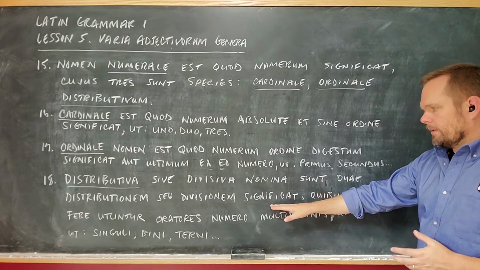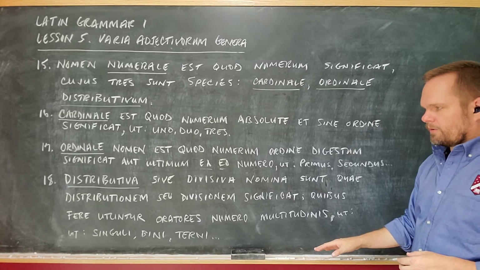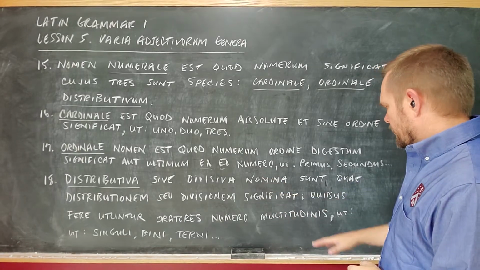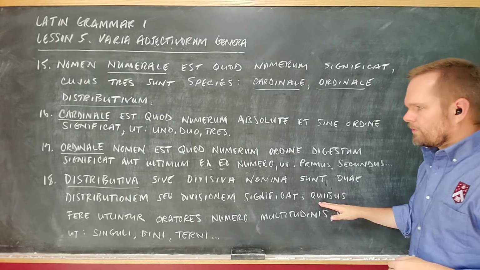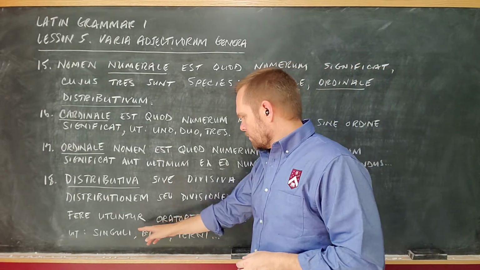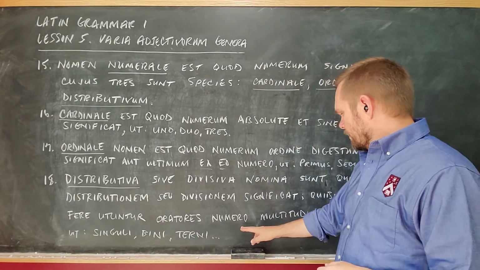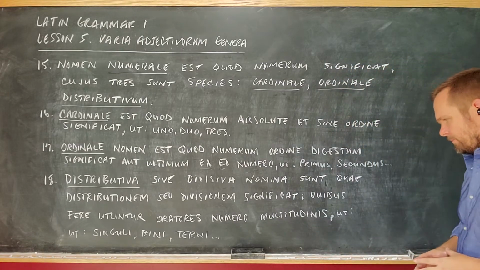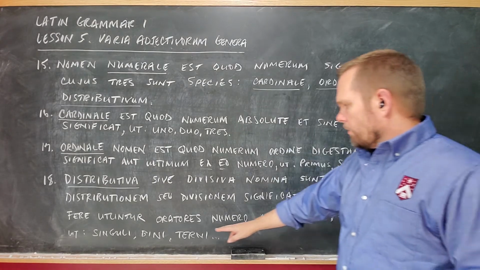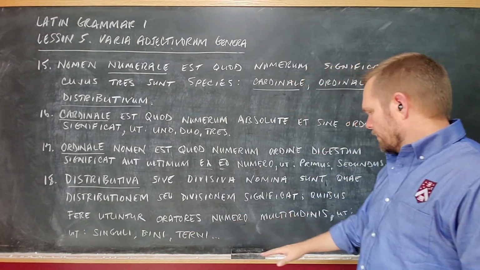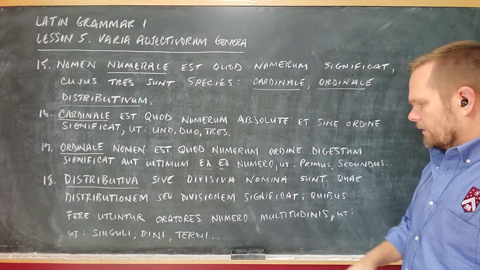All right, now what does that mean? When we get to the examples, it'll be clear what this means. Then there's another note in Latin there that says, quibus fere utuntur oratores numero multitudinis, by which often the orators used in the number of a multitude. Okay, you can ignore that.